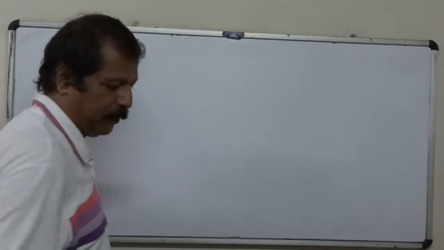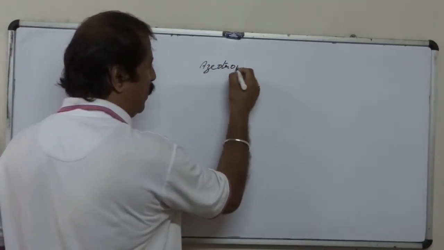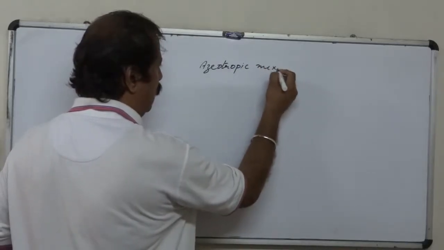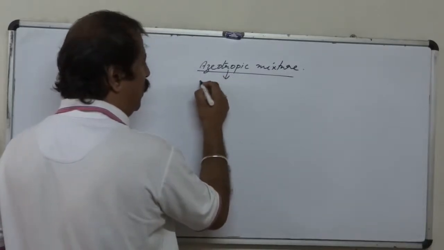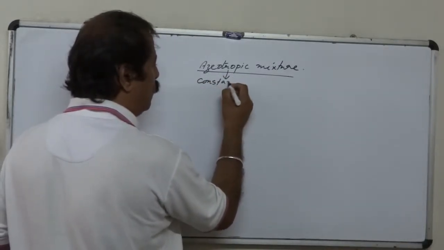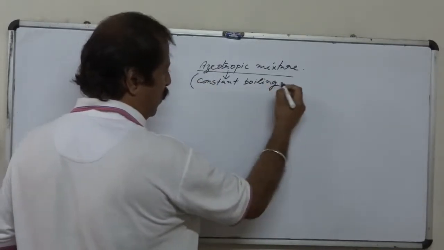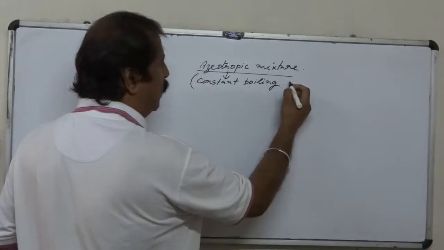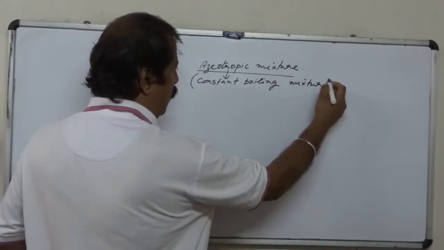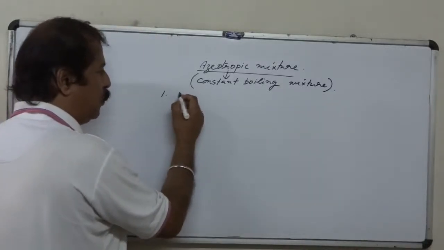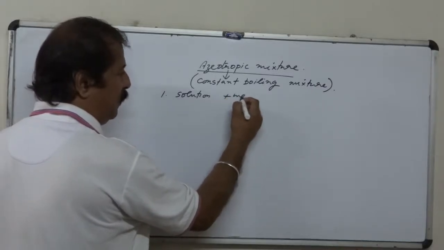The term azeotrope means constant boiling mixture. Actually, this is not in your syllabus, but you should be familiar with this term azeotrope. What is azeotropic mixture? It means constant boiling mixture. We will consider the first type, solutions which show positive deviation.